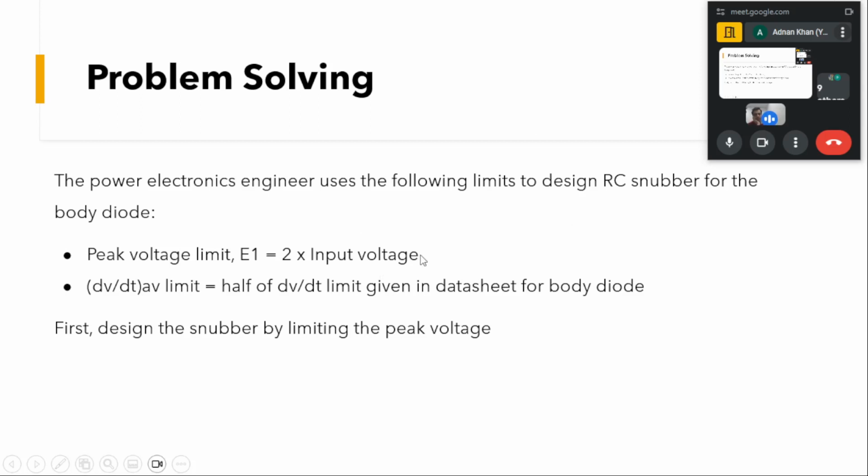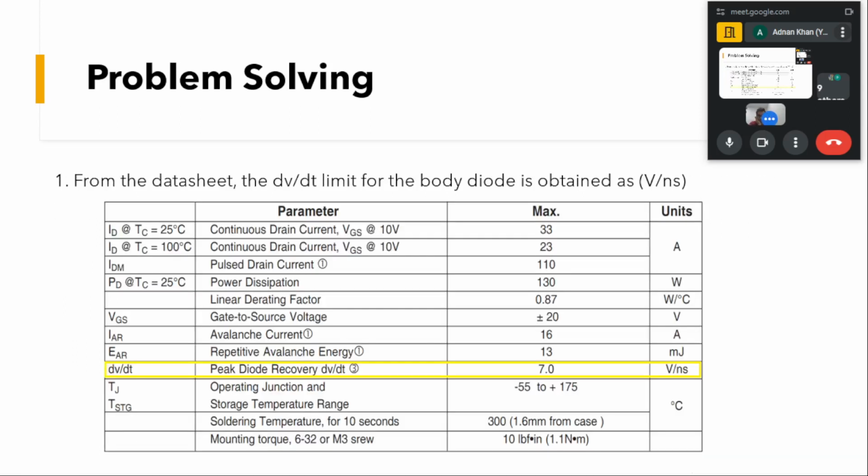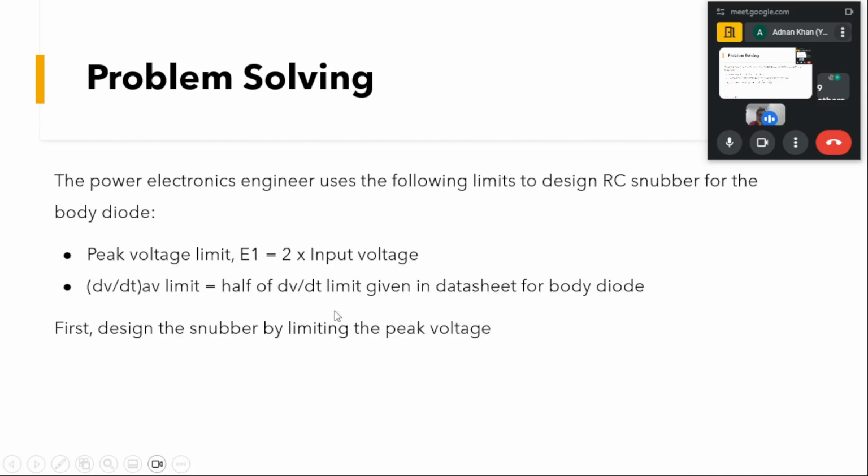We shall see all those designs here, but what we have to take into consideration is that the peak voltage limit E1 is given to be twice the input voltage. That is the first thing given to us. The other thing is that the dV/dt limit is half of the dV/dt limit in the data sheet. We had seen earlier that the dV/dt limit given was 7 volts per nanosecond, and we have to take half of that, that is 3.5 volts per nanosecond.